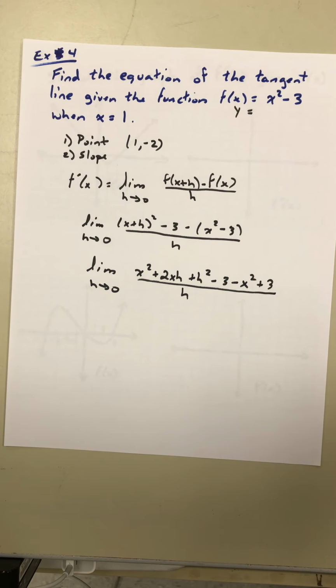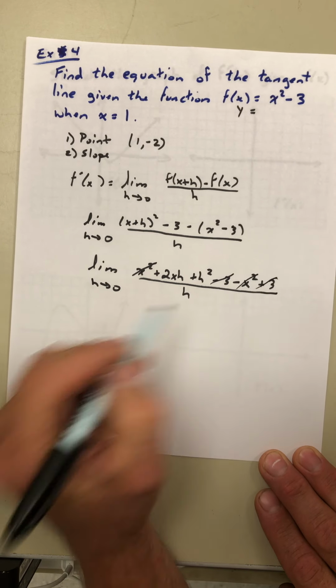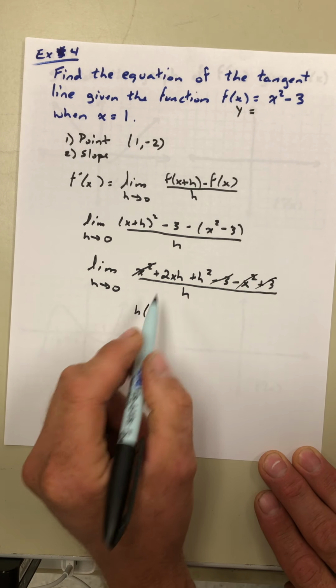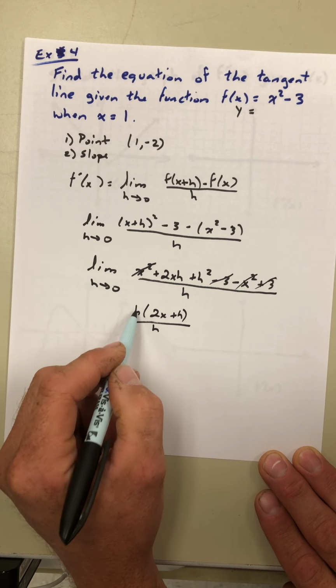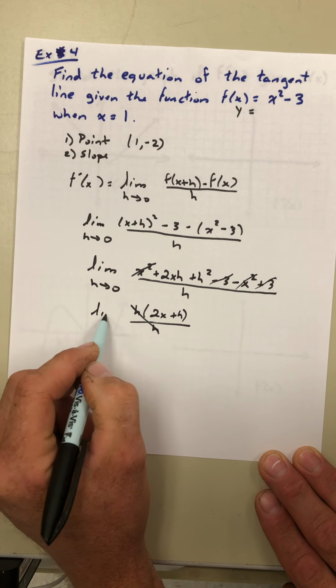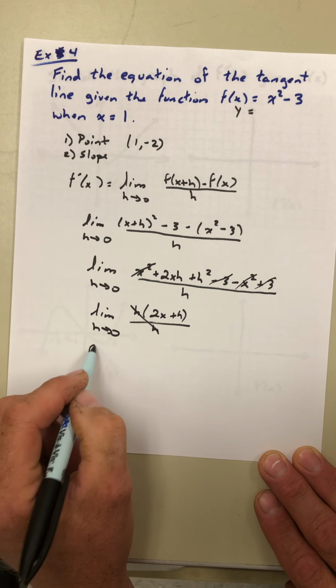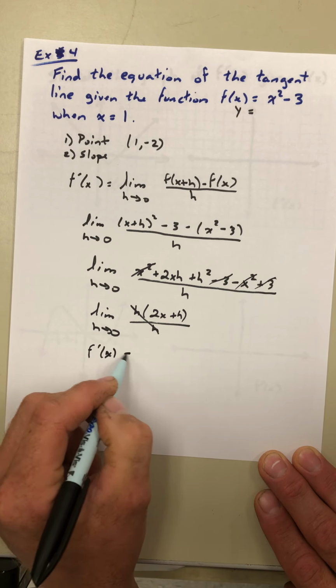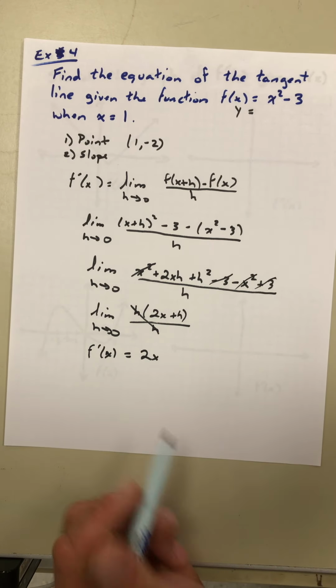And we need to be able to recognize this as we get into our problems later on. So now we can go ahead and cancel our x squareds, our 3's. So we have h, factoring that out, (2x plus h) over h. The h's are going to cancel again. We're taking the limit as h goes to 0. So that's going to give us the derivative of f of x equals 2x. Remember, h went to 0.